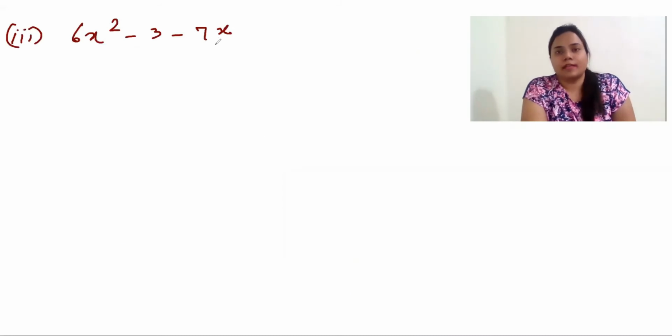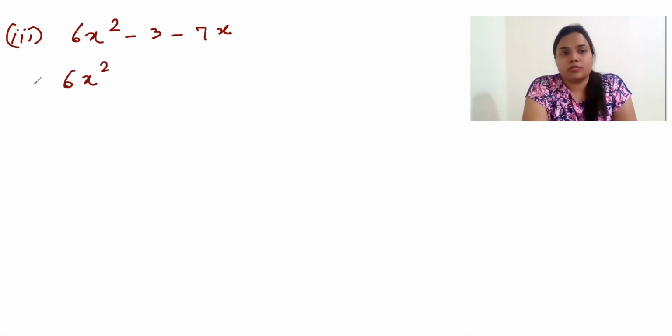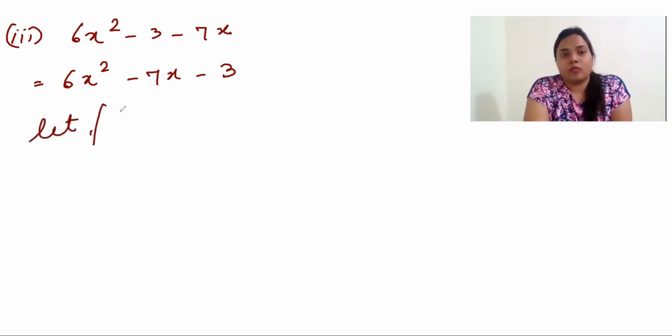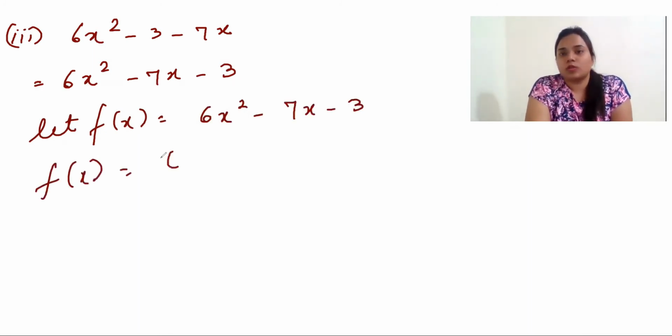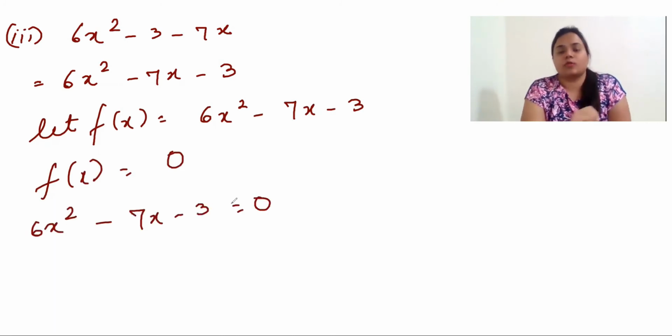6x square minus 3 minus 7x. In this question, it is not arranged. It means we have to arrange it in the descending order according to the degrees. So it will be equal to 6x square minus 7x minus 3, because the middle term is always with the value x. It cannot be the constant. Okay. So now let f of x is equal to 6x square minus 7x minus 3. For f of x equal to 0, 6x square minus 7x minus 3 should be equal to 0.